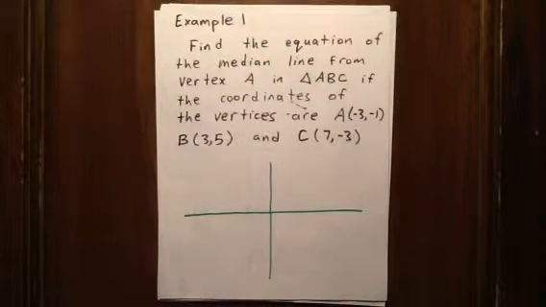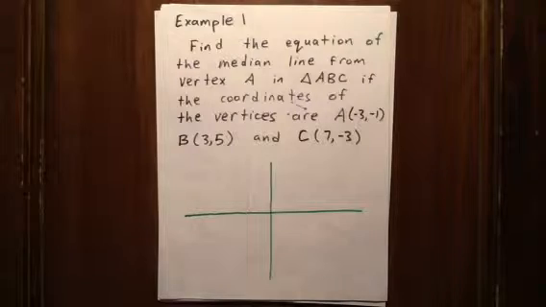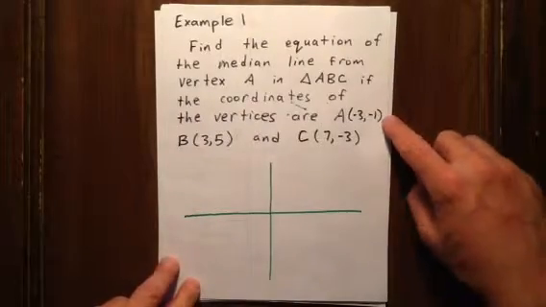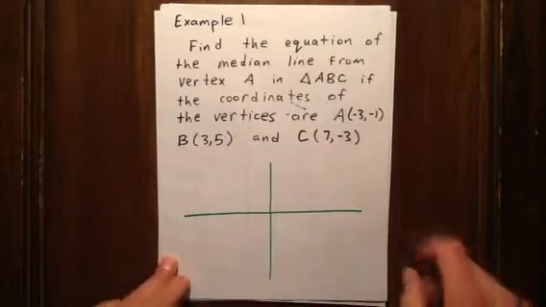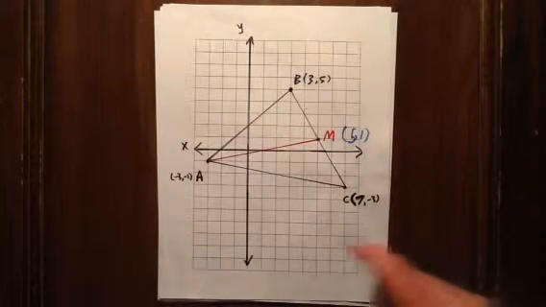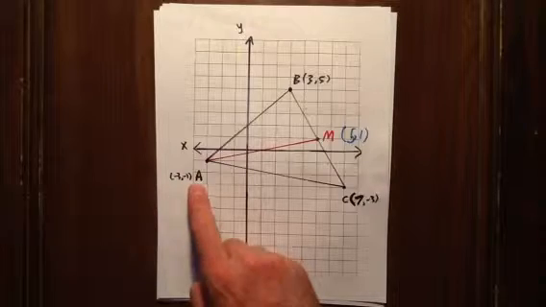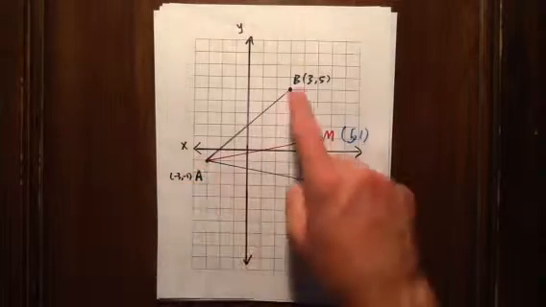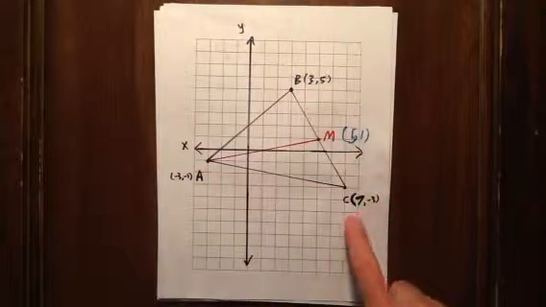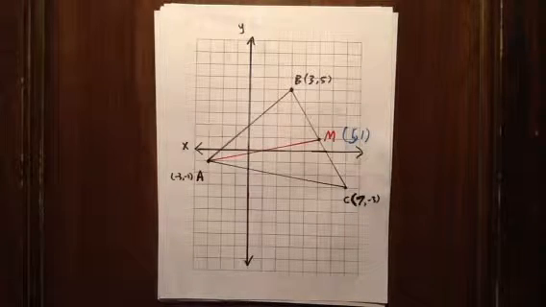For our first example, we're going to do an example involving medians. We're going to find the equation of the median line from vertex A in triangle ABC if the coordinates of the vertices are -3, -1, 3, 5, and 7, -3. So you'll see we've put the appropriate vertices down with the coordinates. A is at -3, -1, B is at 3, 5, and C is at 7, -3.